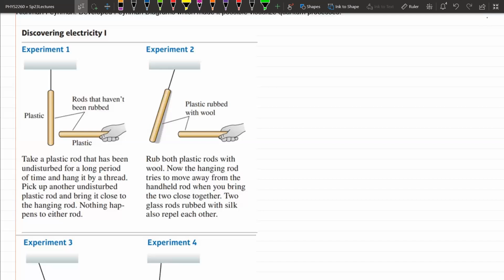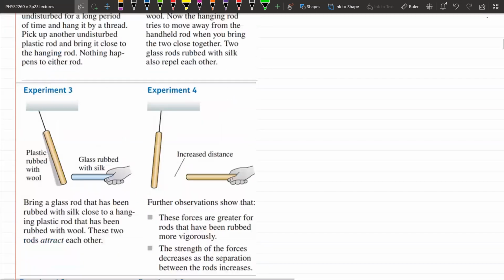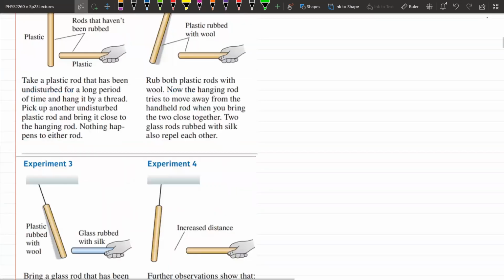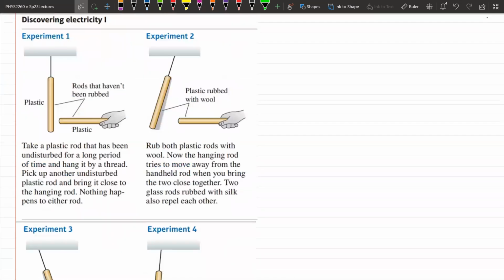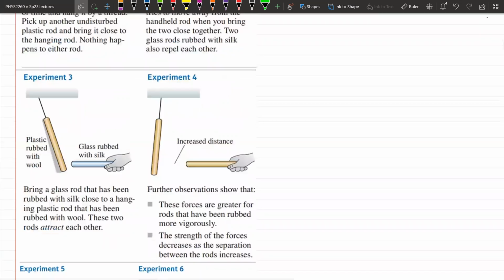There are more experiments that are slightly harder to show, where they have a glass rod rubbed with silk. Unfortunately, I don't have silk. I just have a wool hat. I don't have a silk hat. But what happens is that instead of the plastic rods repelling each other, when you do the same thing with glass on silk, they will attract each other. So somehow it's a type of interaction that can both repel and attract.